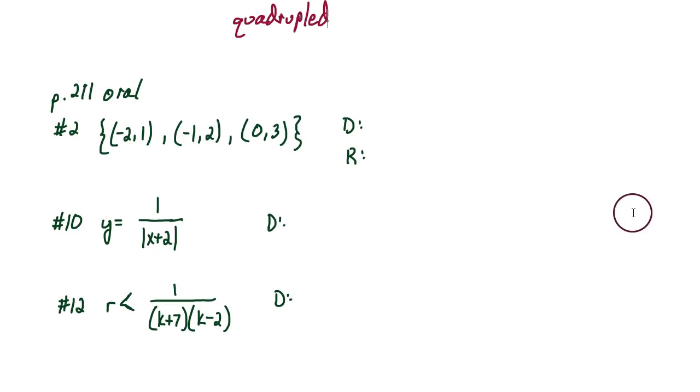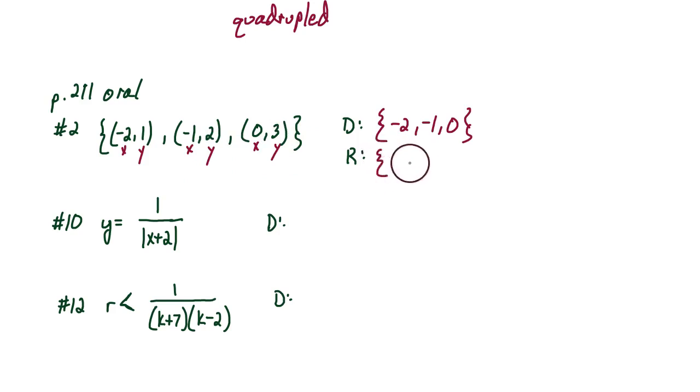Page 211, orals. We're given this set of ordered pairs, and we're asked for the domain and range. The domain is a list of the x values. This is an x value, this is x, and this is x. Let's simply list them. The range is a list of the y values. This number is a y value, this is a y, and this is a y. We simply need to list them.